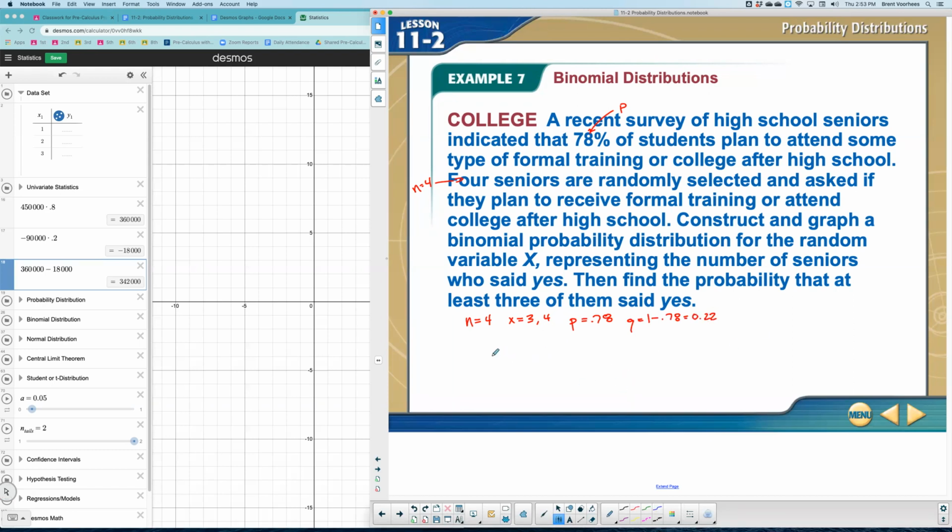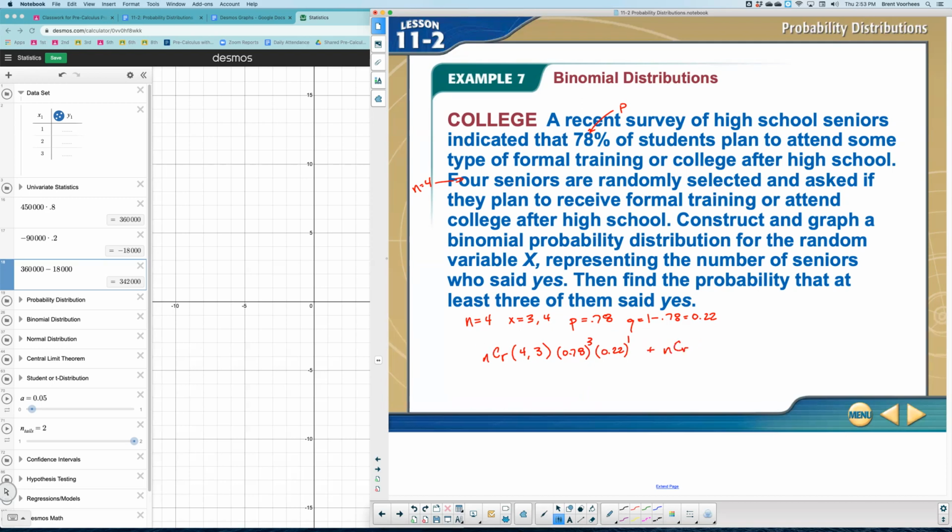And so to find our values, what we will type into the calculator is NCR. You have to use parentheses like this, where the N represents 4. And we're first going to type in a 3. And then the probability of success is 0.78 raised to the power of 3. It happens 3 times. We need 3 of them to choose to go to college. The probability of failure is 0.22 raised to the power of 1. Only 1 will not.